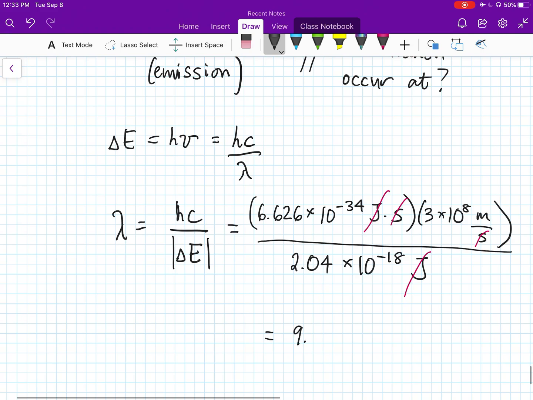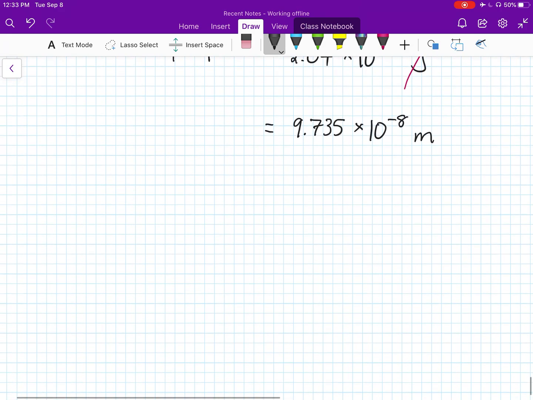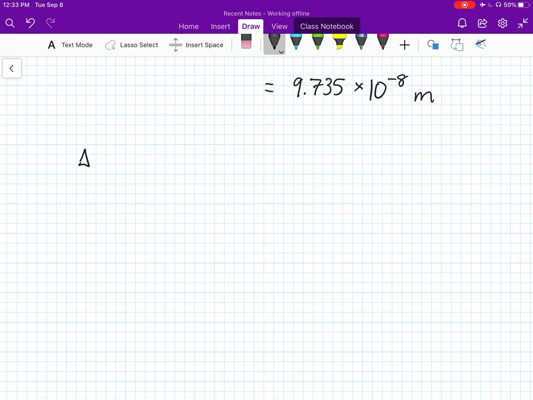So 9.735 times 10 to the minus 8 meters would be the wavelength of that transition. Okay, and remember, you can't have a negative wavelength. So in general, when you're solving these sorts of problems, remember that the delta E is going to be the energy of the final N, whatever that is, minus the energy of the initial N. And you kind of plug that into the Bohr equation.